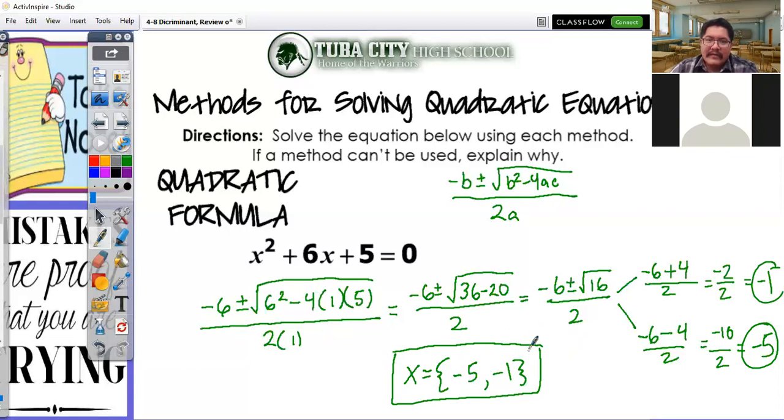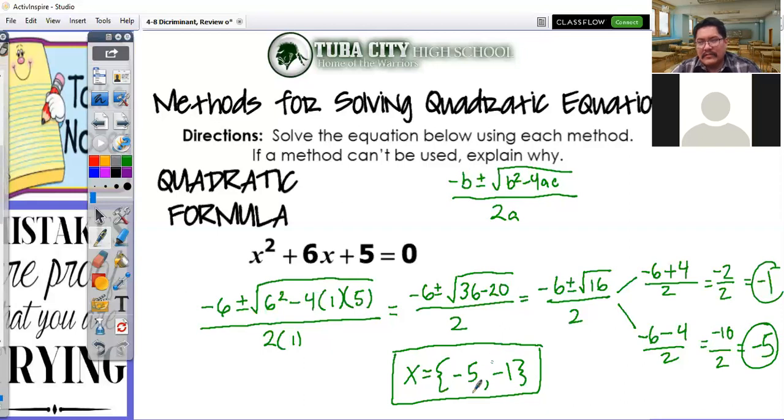Yeah, there we go. So again, same solution, but that's what we should expect. Because if it wasn't the same answer, then we would know that we did something wrong. And if we did something wrong, then we'd have to go back and fix it. But again, this is just to show you a quick review of the different methods.